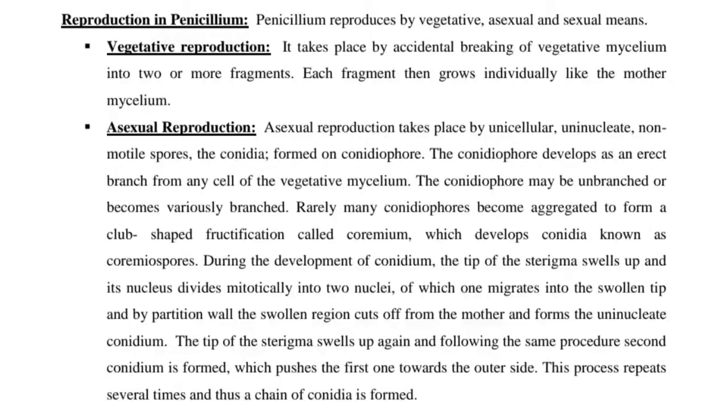During the development of conidium, the tip of the sterigma swells up and its nucleus divides mitotically into two nuclei, of which one migrates into the swollen tip and by a partition wall the swollen region cuts off from the mother and forms the uninucleate conidium. The tip of the sterigma swells up again and following the same procedure a second conidium is formed, which pushes the first one towards the outer side. This process repeats several times and thus a chain of conidia is formed.